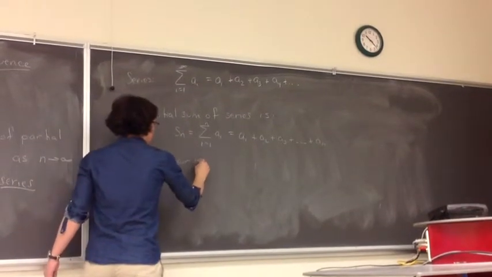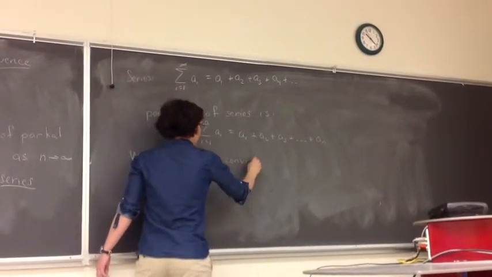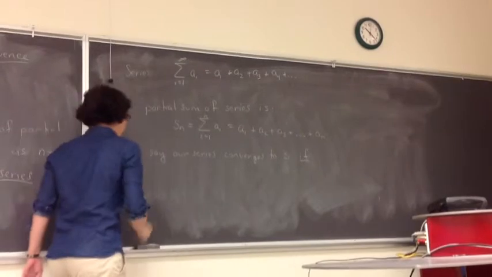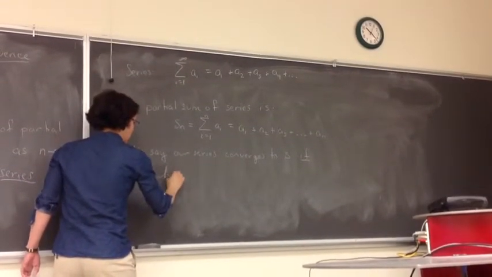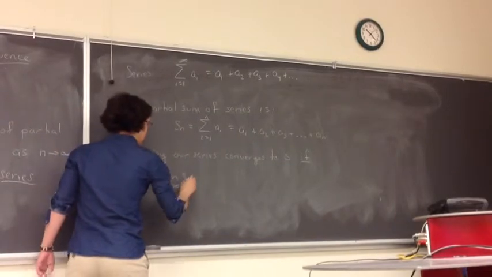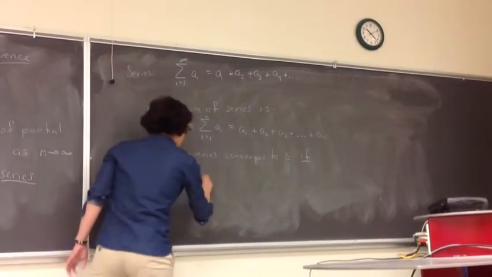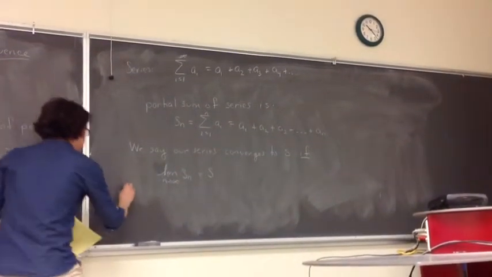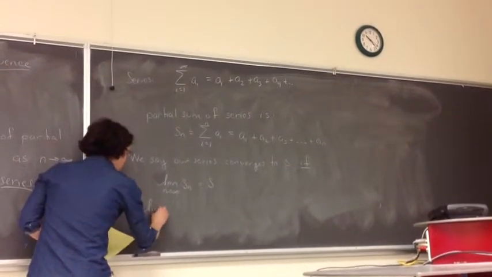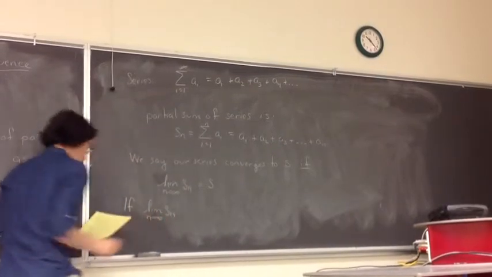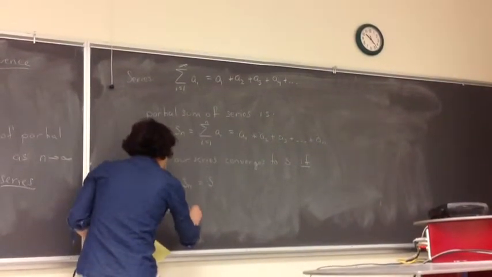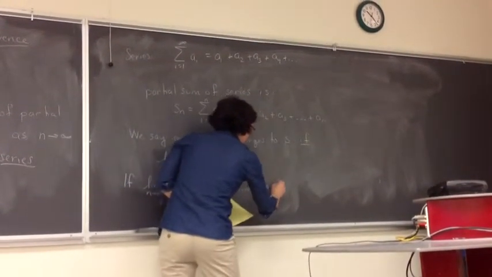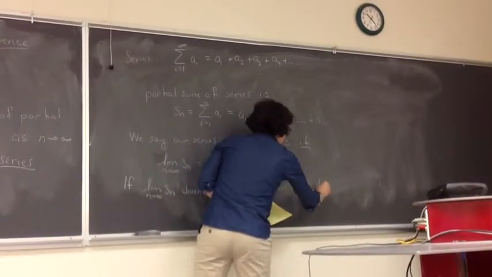We say our series converges to S if the limit as n goes to infinity of the partial sums is equal to that number S. If the limit as n goes to infinity of our partial sums diverges, then we say our series diverges.